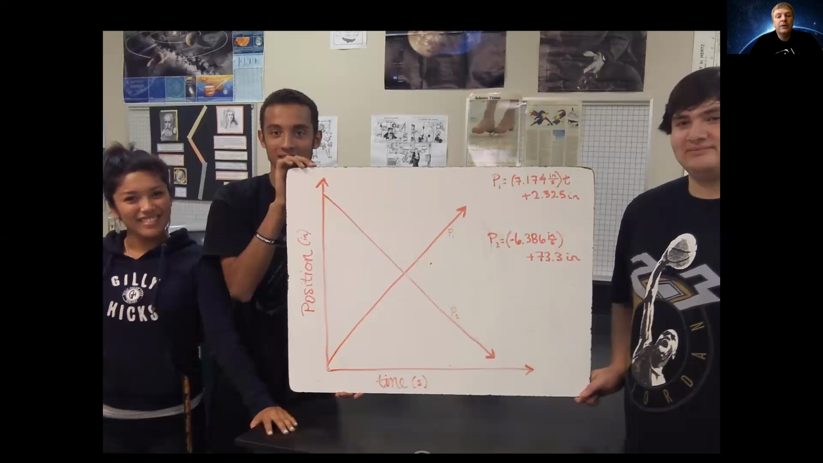Okay. You'll see up in the upper right-hand corner of this particular board, those are the equations that they've written, describing each of those lines. P representing position. The next number in there is the slope of the line. And you notice the slope for buggy number 1 is positive, whereas the slope for buggy number 2 is negative. And then there is a y-intercept included.